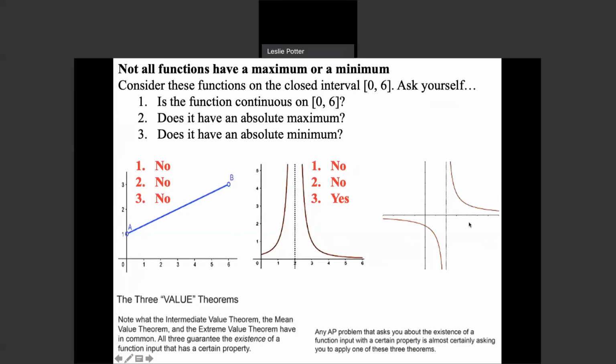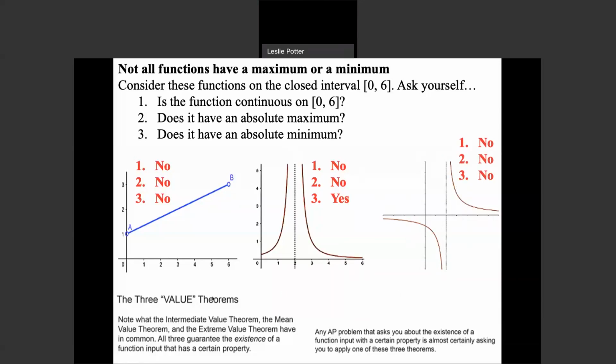Okay, let's take a look at this one. So is the function continuous? Not on 0 to 6, the domain's different here. The domain is actually -4 to 7, I think. The answer is no, though, because we have the asymptote. Does it have an absolute maximum? That answer is also no, because this goes up indefinitely, which means it goes up to infinity. And does it have an absolute minimum? That is also no, because it goes down to negative infinity. So this function has neither a maximum nor a minimum. So those are some of the examples where they may or may not have a maximum or a minimum.